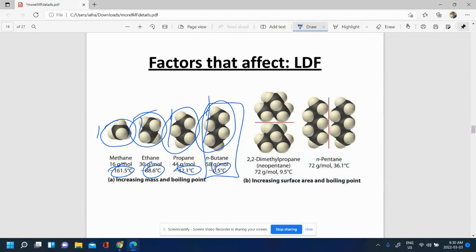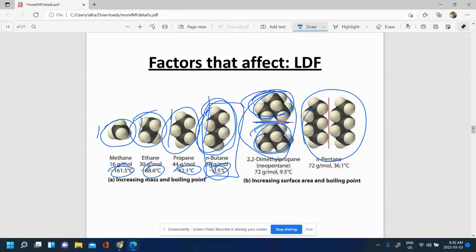So one factor affecting LDF is simply the number of atoms, the mass: larger mass, more LDF, usually a higher boiling point. But sometimes, as we saw, you might have the same mass right here and here, but LDF can still vary. And that's because the shape can affect it as well. So spherical, not as many points of contact for LDF, whereas linear, more points of contact between the molecules for LDF leads to a higher boiling point.